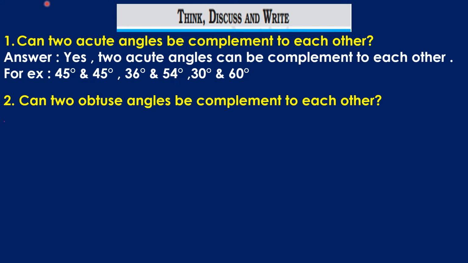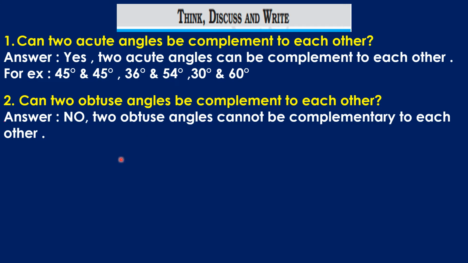And the second question: can two obtuse angles be complementary to each other? One condition is that the sum should be equal to 90 degrees, and an obtuse angle means it is greater than 90 degrees. So when we take the sum of two obtuse angles, it will be greater than 180 degrees. So it will not be equal to 90 degrees. Therefore two obtuse angles cannot be complementary to each other.